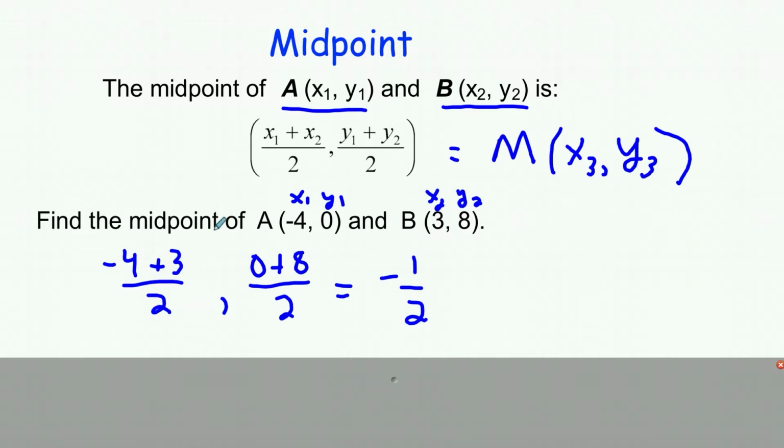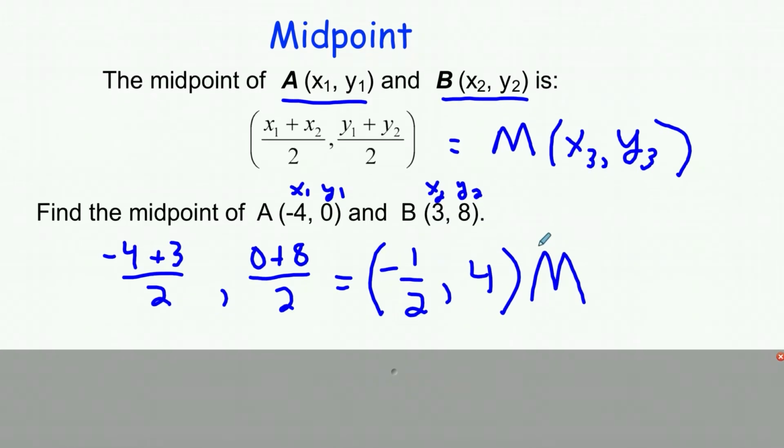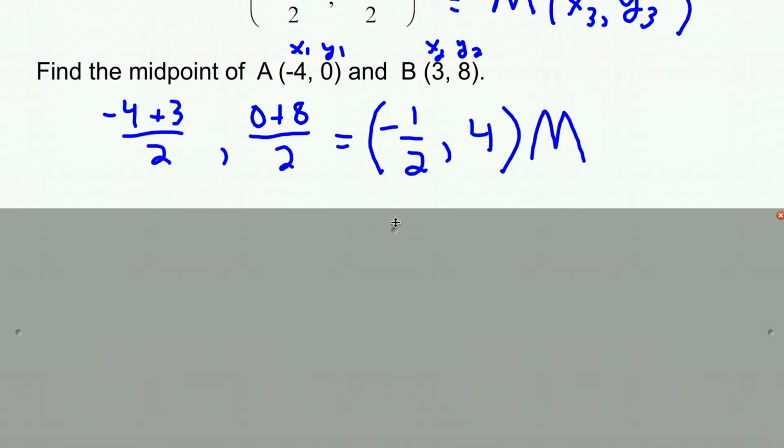So the average of the x values is -1/2, and 0 plus 8 is 8. 8 divided by 2 is 4. So our midpoint, the point that is directly between A and B here, A being (-4, 0) and B being (3, 8), which we will call M, is (-1/2, 4). If you were to plot it out, you would see that this point is exactly between them. Let's do another example really quickly before moving on.